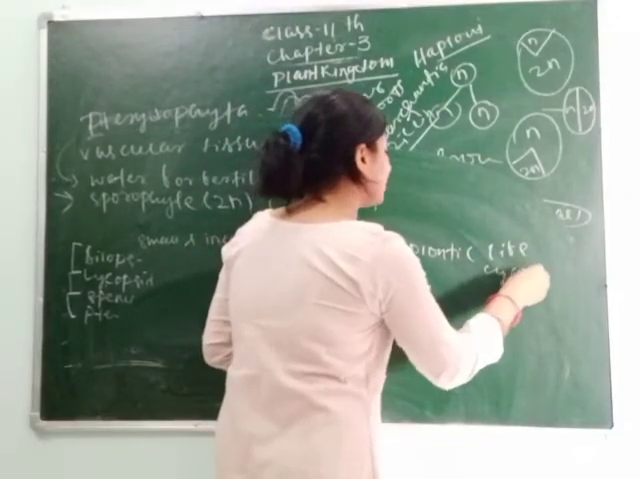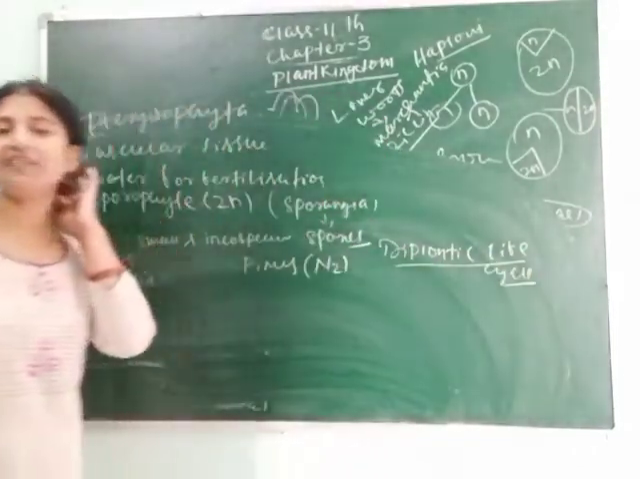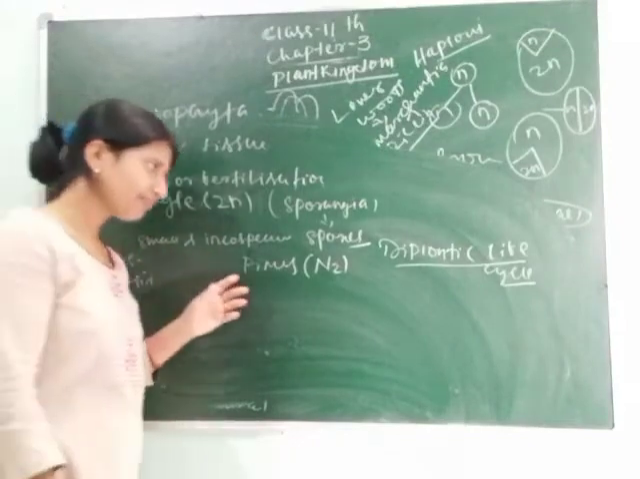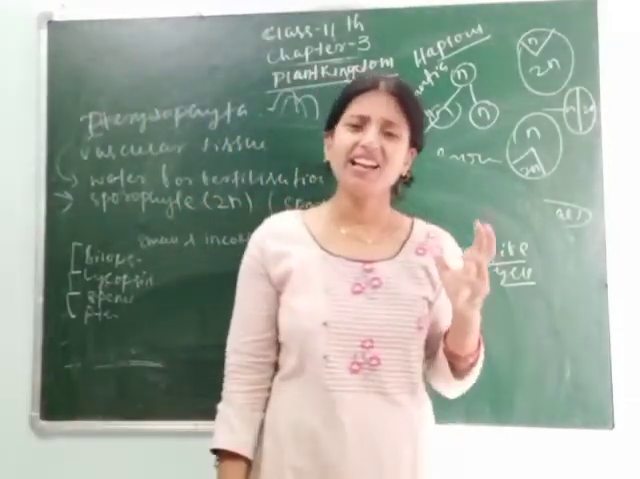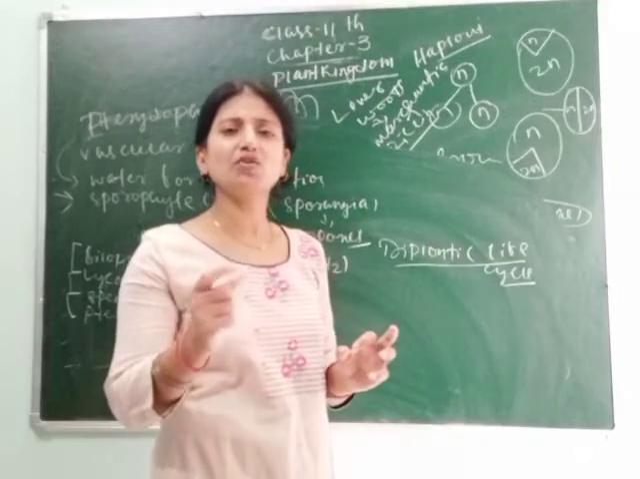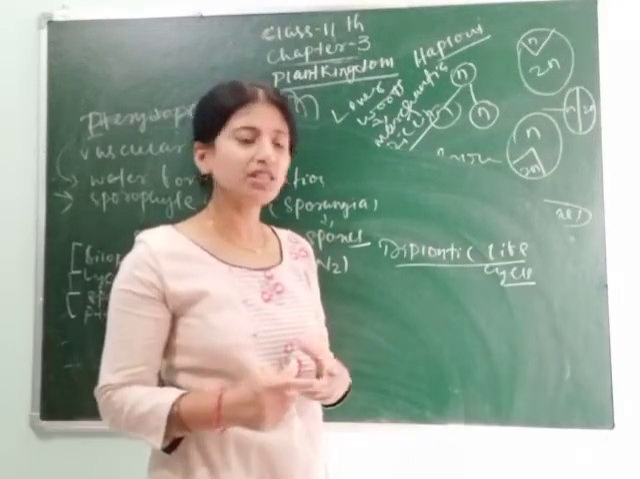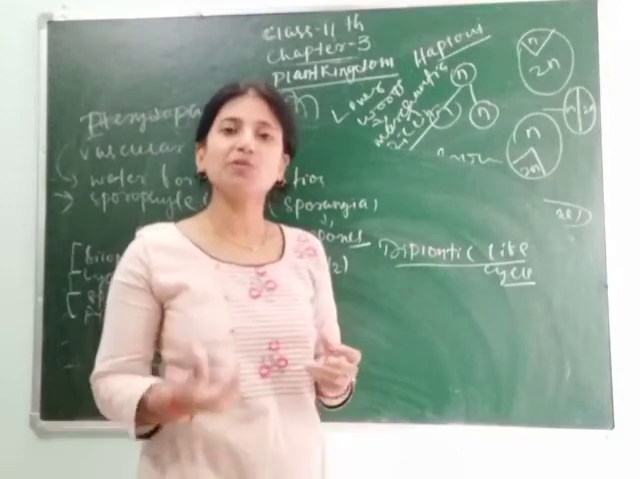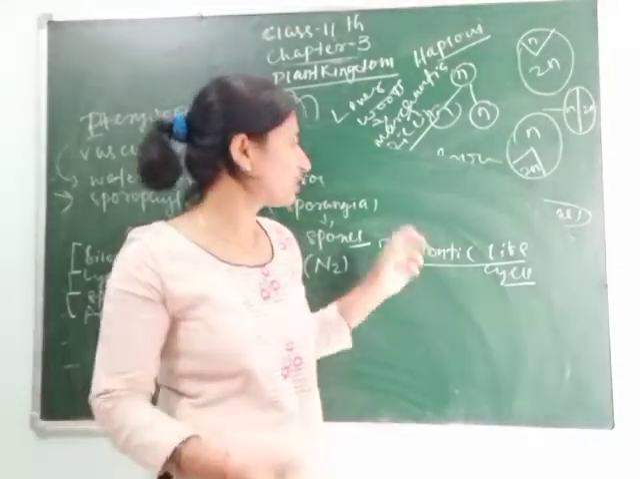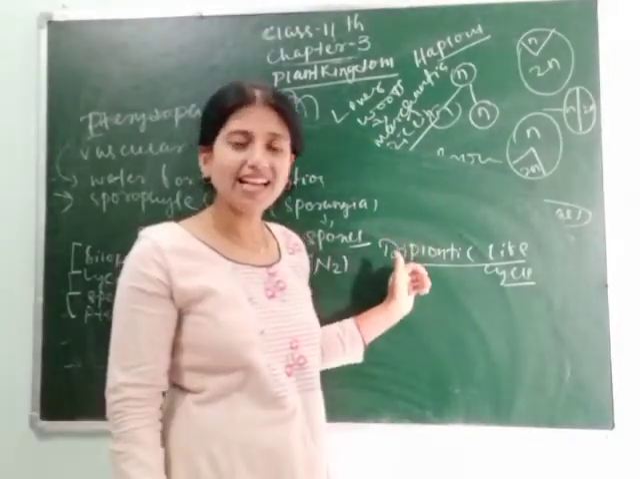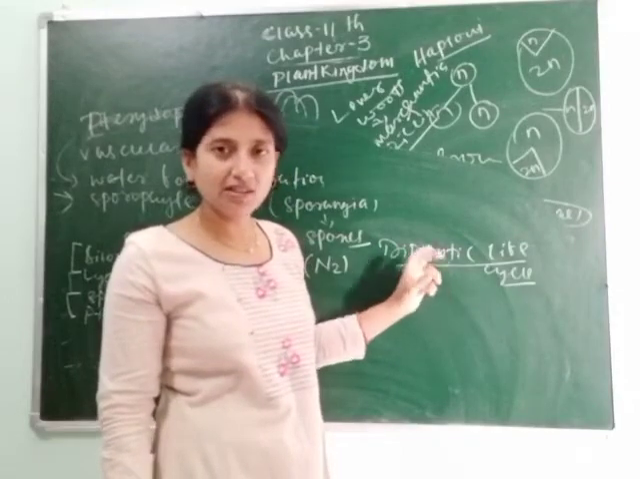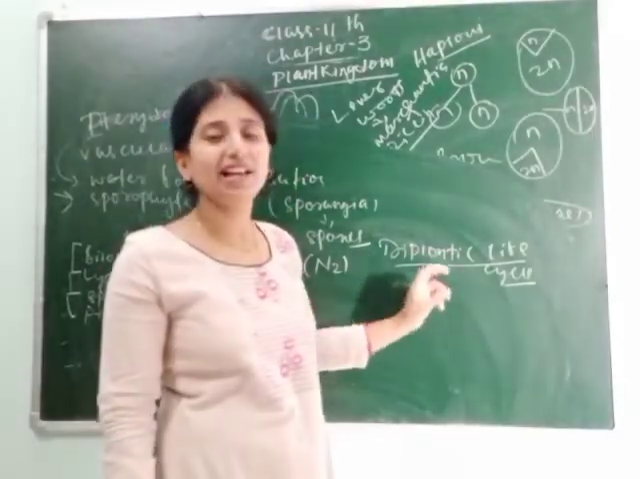Diplontic life cycle. Why do they show a diplontic life cycle? Because the sporophytic phase is diploid and the plant only goes through meiosis during spore or gamete formation. The rest of the body grows through mitosis, whereas for producing spores they go through meiosis. That's why they are called sporophytic generation, or we can say diplontic life cycle.